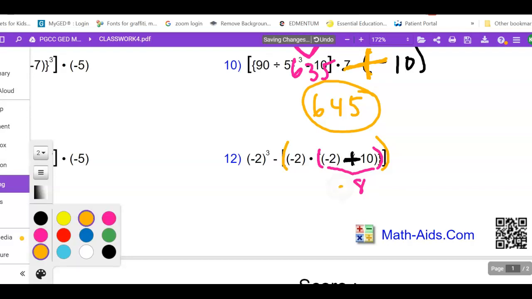That now brings me to what's inside the orange. It's this. So now I have negative 2 times that 8. That's going to give me a negative 16. That takes care of the parentheses, but I still have to bring down this part. That minus sign is still there.